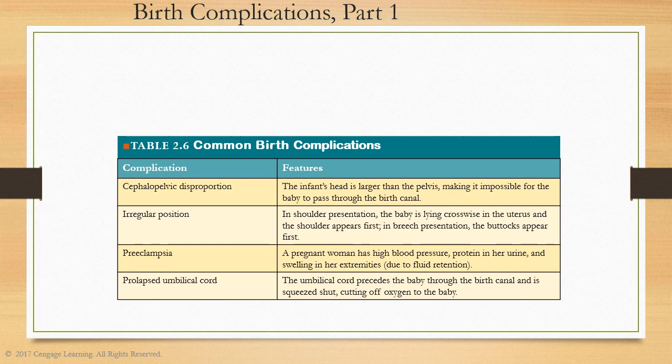A second complication is irregular position. This happens when, in the shoulder presentation, the baby is lying crosswise in the uterus, and the shoulder appears first.